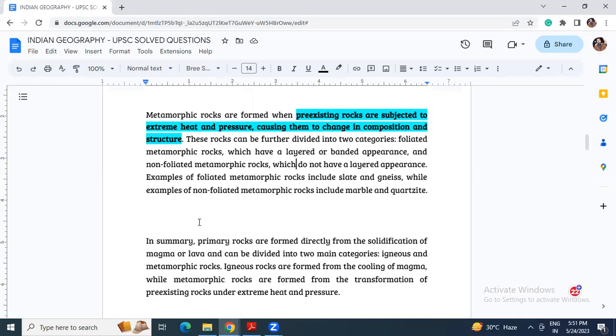If layers exist, or the appearance is layered, then that is foliated metamorphic rock. But if layers do not exist, and that layered appearance does not form as a part of that metamorphic rock, then it is only non-foliated metamorphic rock. Examples of foliated metamorphic rocks are slate and gneiss, while non-foliated metamorphic rocks are marble and quartzite.